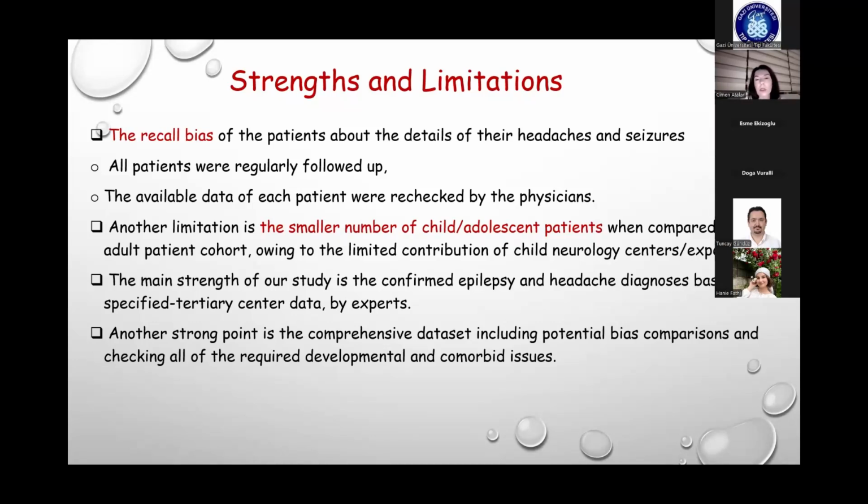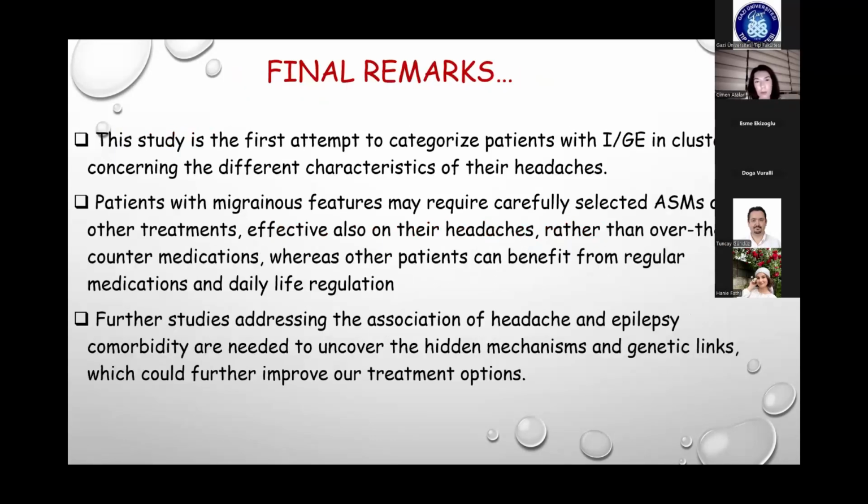The main strength of our study is the confirmed epilepsy and headache diagnosis based on the specified tertiary center data by experts. And another strong point is the comprehensive data set, including potential bias comparisons and checking all of the required developmental and comorbid issues. As a conclusion, this study is the first attempt to categorize patients with idiopathic generalized epilepsies in clusters concerning the different characteristics of their headaches.